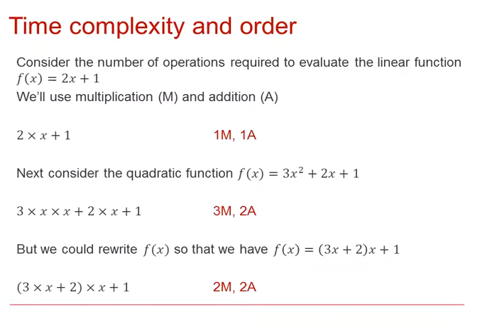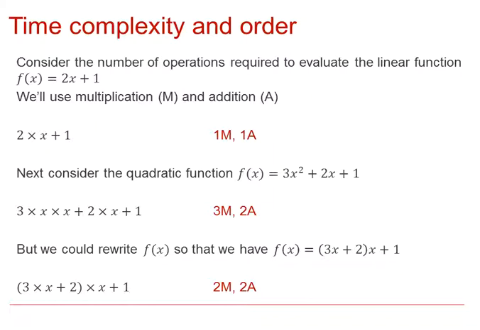Let's look further at what we mean by the number of operations. Consider the number of operations required to evaluate the linear function f of x equals 2x plus 1. We'll use multiplication denoted by m and addition by a. So 2 times x plus 1 would be 1 multiplication and 1 addition.